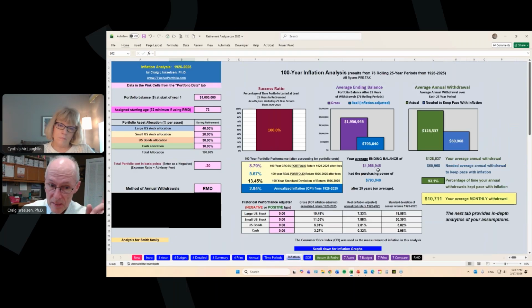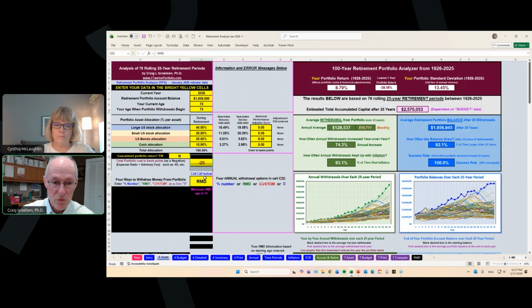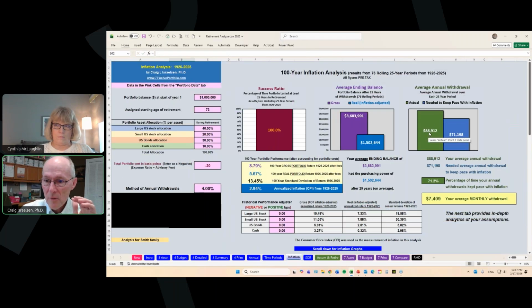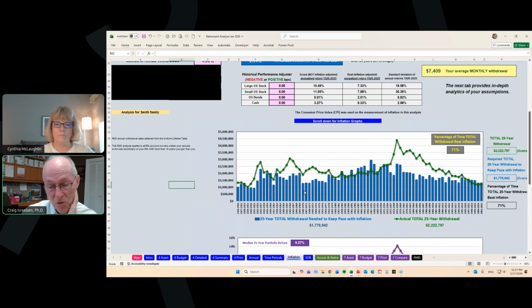So that's with the RMD. If we come back and we change that to 4%, now we go back to the inflation tab. Okay, now we withdrew almost 89,000. 71,000 was needed to maintain pace with inflation. We come down here, whoa, so this now begins to tell a different story. 71% of the time, our total withdrawal over each rolling 25-year period kept pace with inflation. So whenever the green dot is below the top of the blue line in that 25-year period, we did not keep pace with inflation.